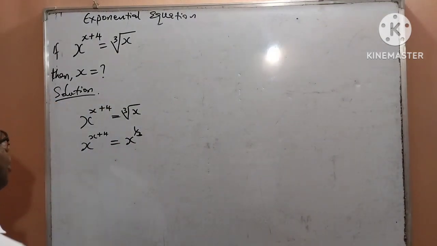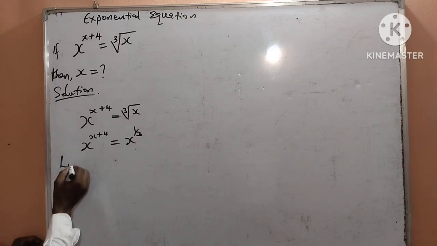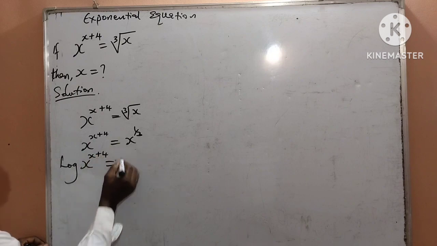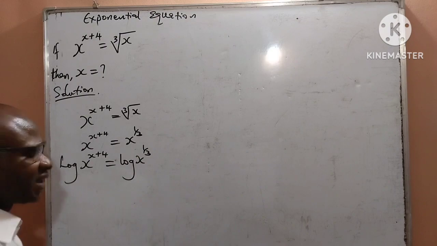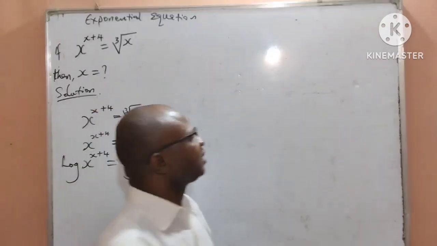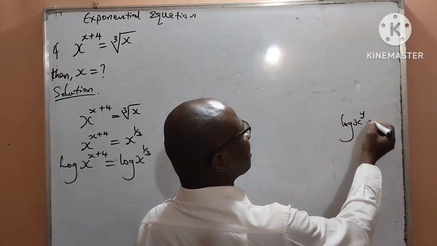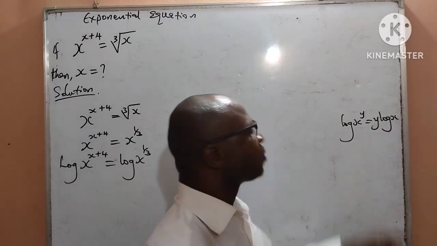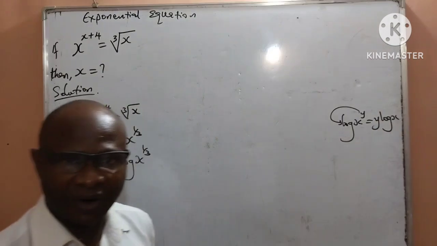Good. At this point, I can take the logarithm of both sides, and that becomes the logarithm of x raised to power x plus 4 is equal to the logarithm of x raised to power 1 all over 3. By law of logarithm, if I have the logarithm of x raised to power y, it is going to be y times the logarithm of x, whereby the power comes to the front to multiply the logarithm.